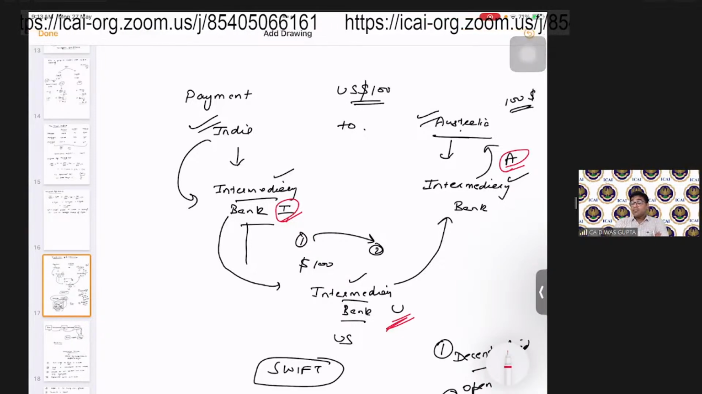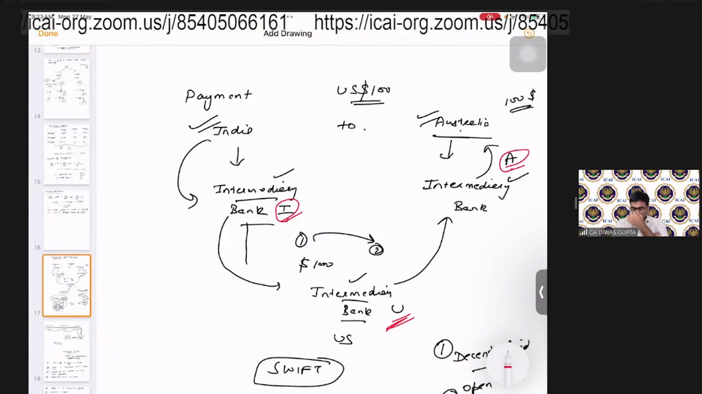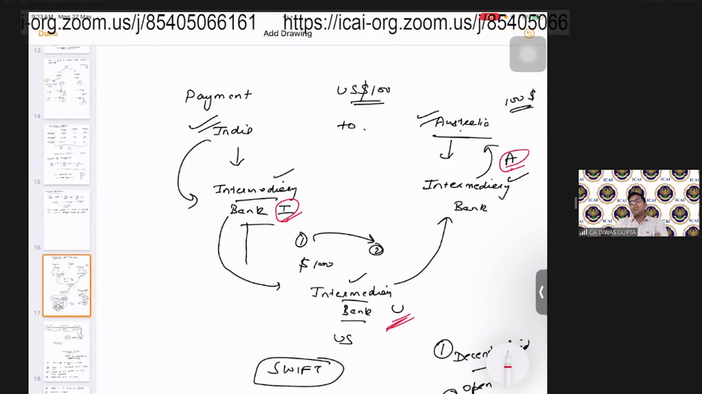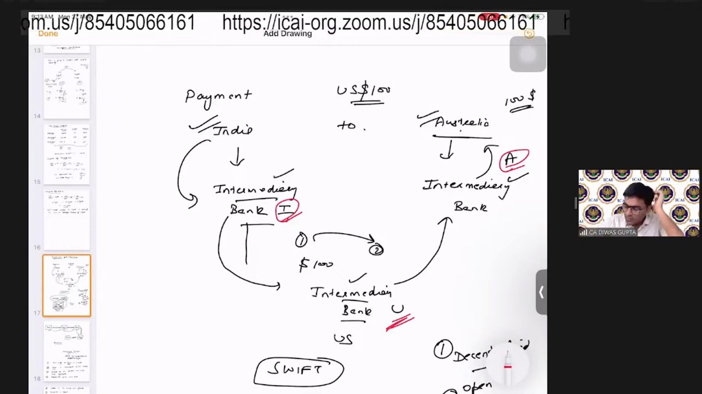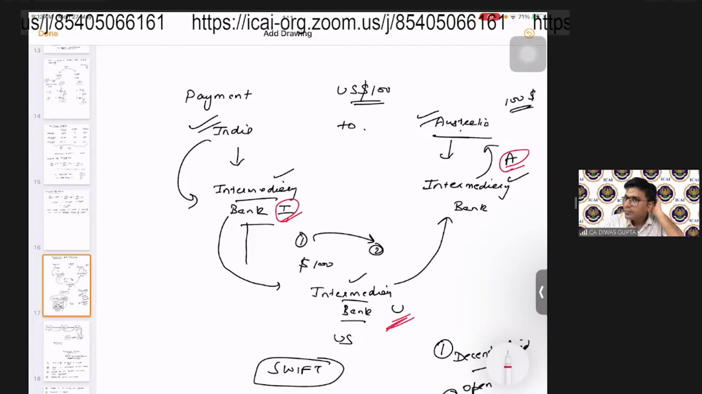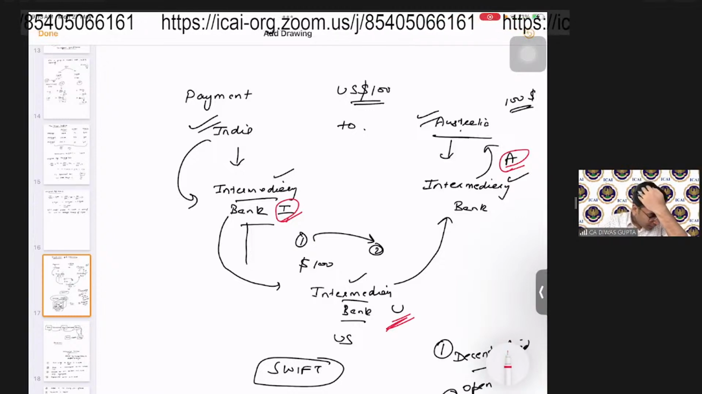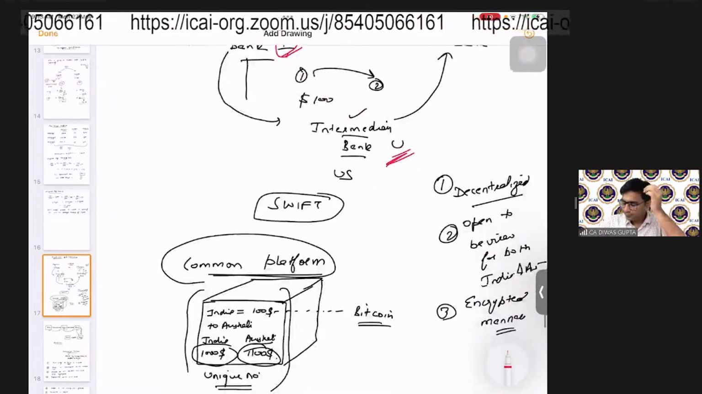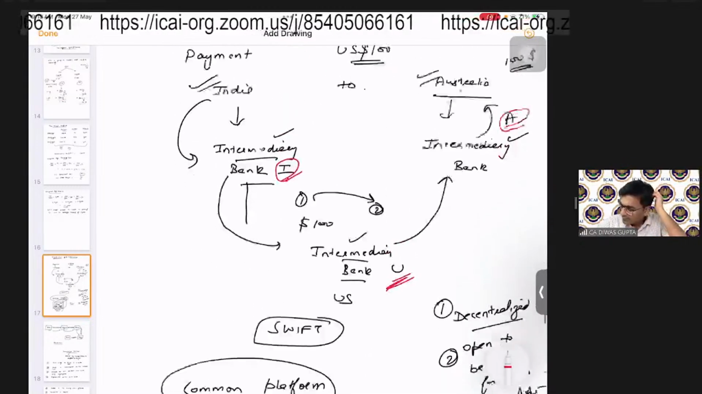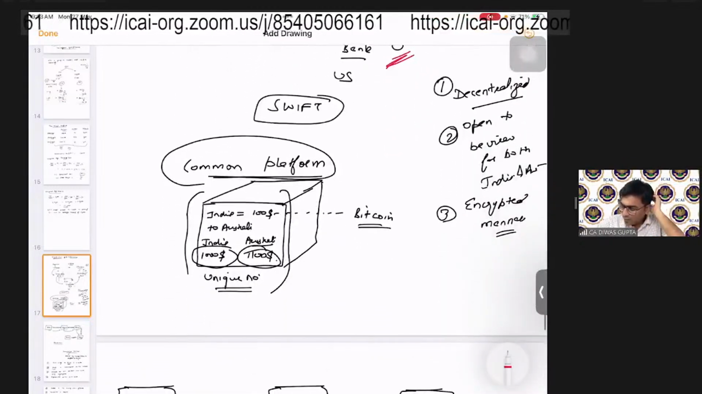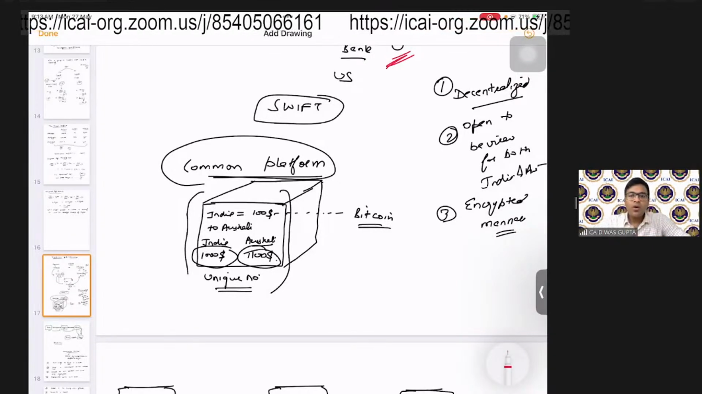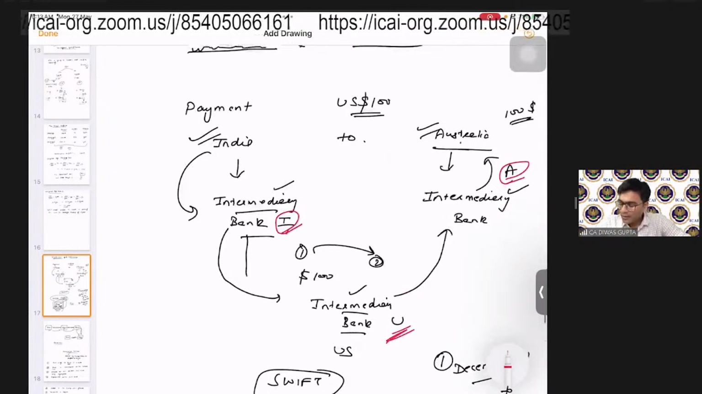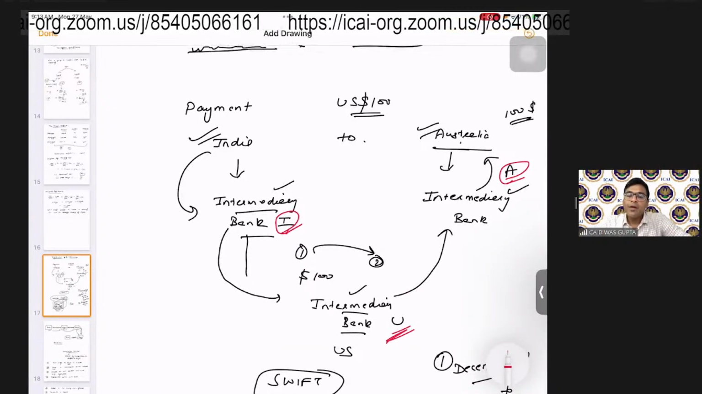Any questions? This is a very easy and conventional method of paying anyone in the outside world in US dollars. This mechanism is called SWIFT. It's called a SWIFT payment. Okay. Now, let's understand it from a blockchain perspective, students. But before we go to blockchain, in this process, the common platform was given by intermediary bank U.